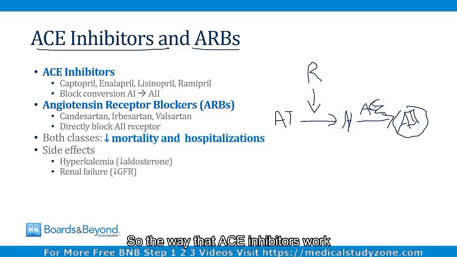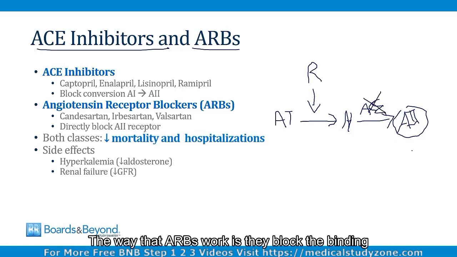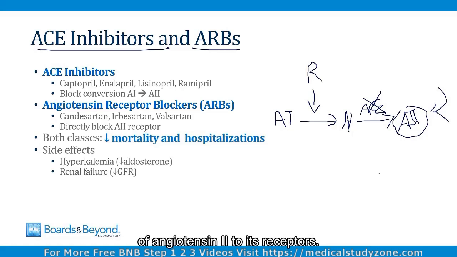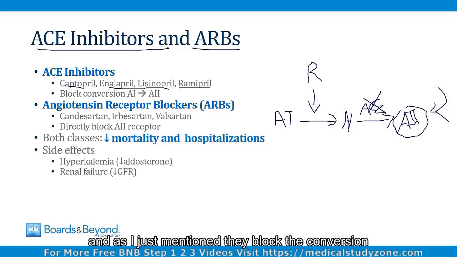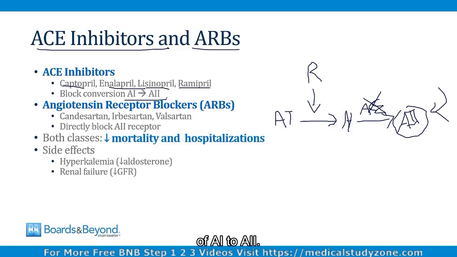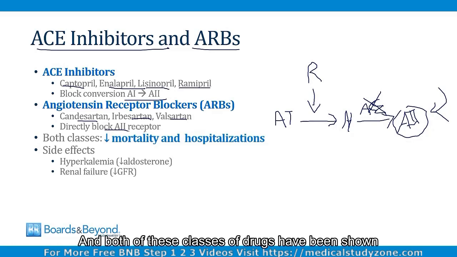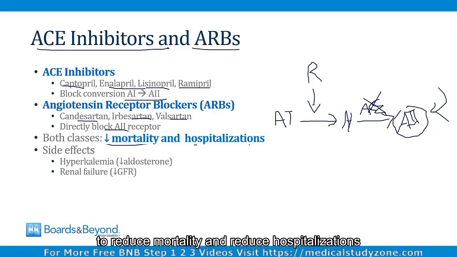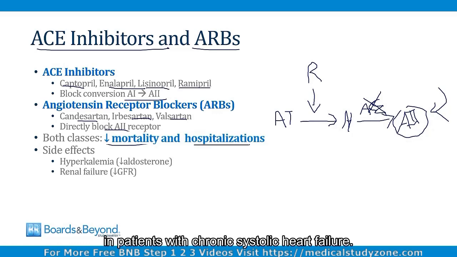So the way that ACE inhibitors work is they blunt the ACE enzyme. The way that ARBs work is they block the binding of angiotensin 2 to its receptors. ACE inhibitors have names that all end in pril, like captopril, enalapril, lisinopril, or ramipril. And as I just mentioned, they block the conversion of A1 to A2. Angiotensin receptor blockers all have names that end in sartan, like candesartan, irbesartan, or valsartan, and they directly block the A2 receptor. And both of these classes of drugs have been shown to reduce mortality and reduce hospitalizations in patients with chronic systolic heart failure.